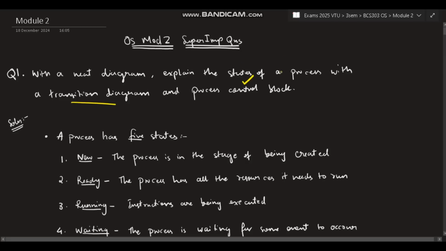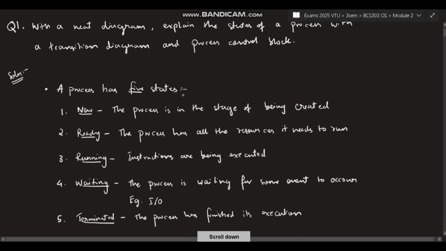Okay, so what are the states of a process? Process is the way of doing a thing. From one state we have to go to the other state, and from there we have to go to the other state until we reach the final state. When we reach the final state, the process is completed. So there are five states in a process. The first one is new state. What happens? The process is in the stage of being created. When the process is getting generated or created, that is the new stage.